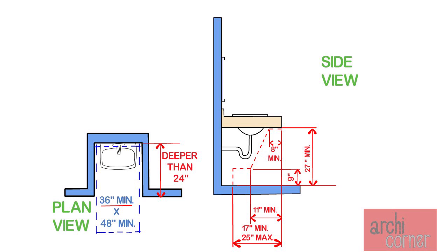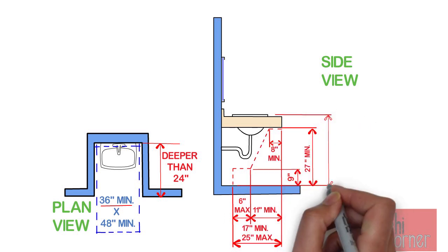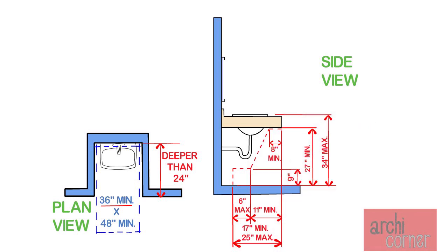If you do extend the 17 inches up to 25 inches back, note that you need to move the entire clearance back because you cannot extend the toe clearance more than 6 inches beyond the knee clearance. 34 inches maximum is allowed to the top of the counter or top of the lavatory rim.